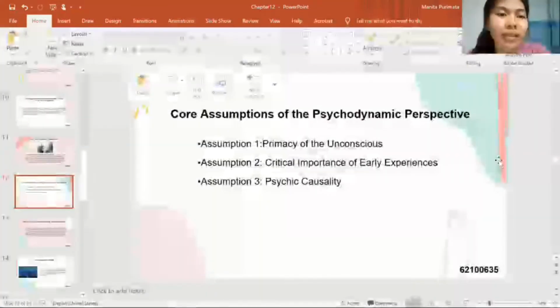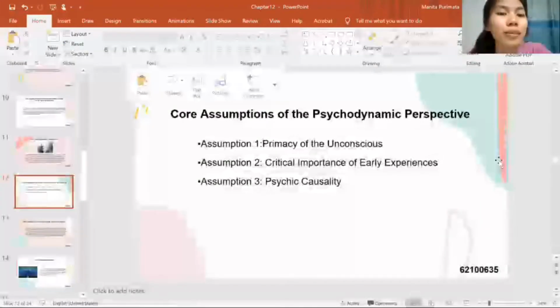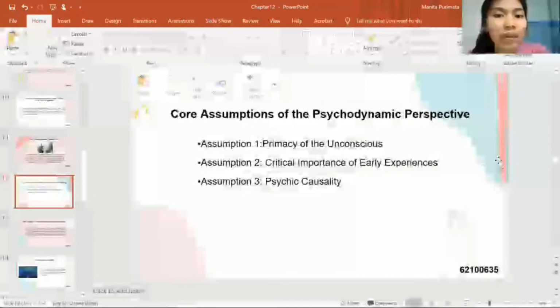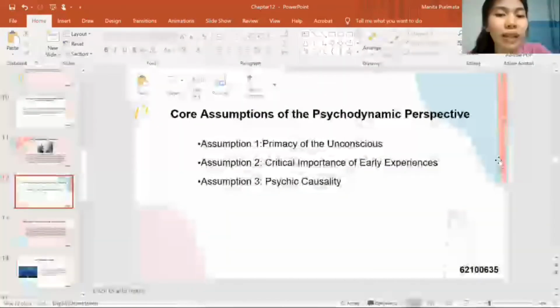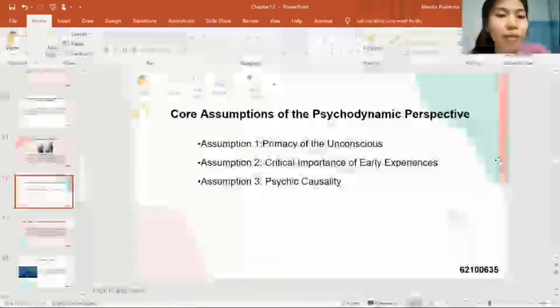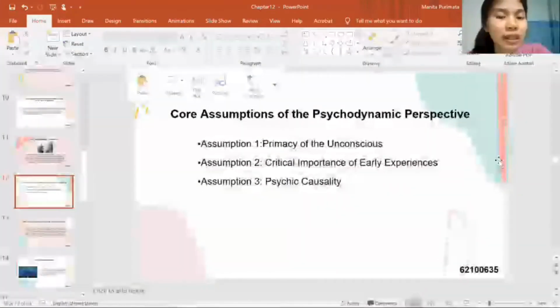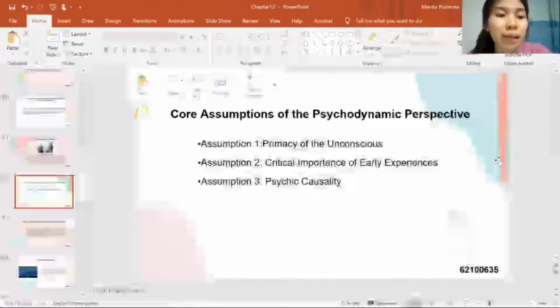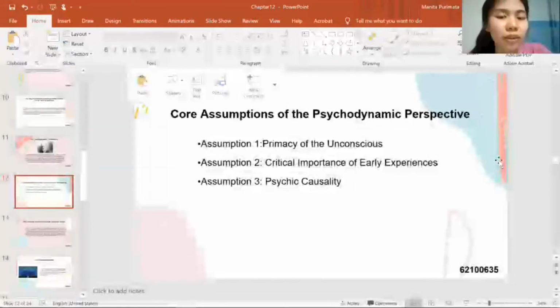And the last, assumption 3, is psychic determinism. Nothing in mental life happens by chance. There is no such thing as a random thought, feeling, motive, or behavior. This has come to be known as the principle of psychic determinism. And researchers agree that thoughts, motives, emotional responses, and expressed behavior do not arise randomly.